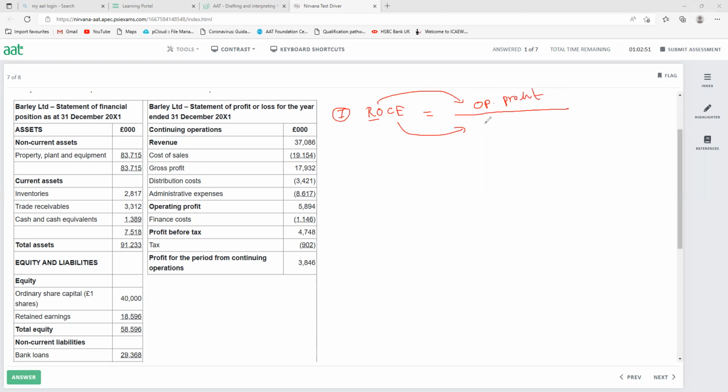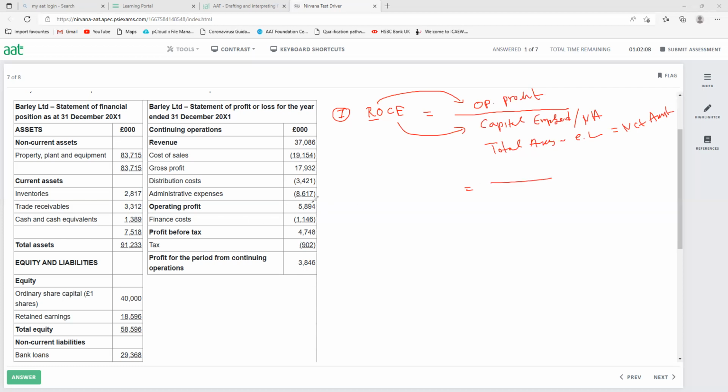And the CE, that is capital employed. That means how much capital we have injected in the business. So capital employed means total asset minus current liability. Total asset minus current liability means net asset. So we need to find out how much is the net asset. So another name for capital employed is net asset. And the way you can find out net asset is total asset minus current liability. All right, so let's have a look.